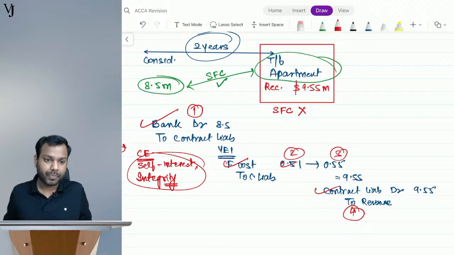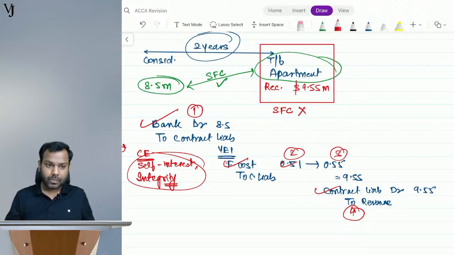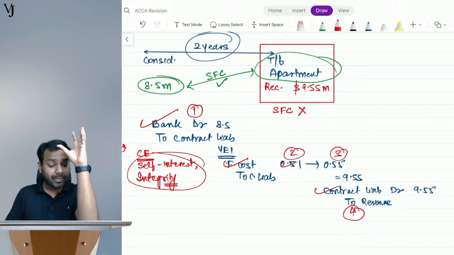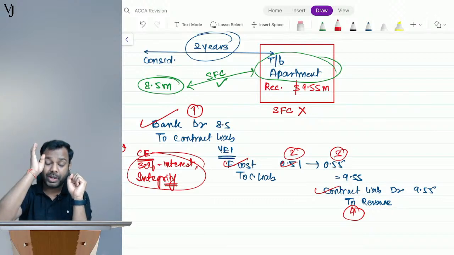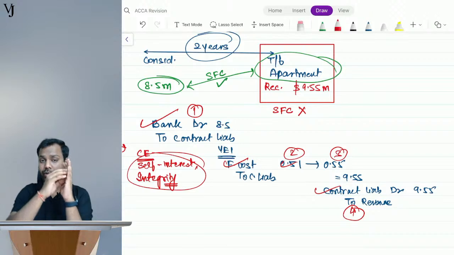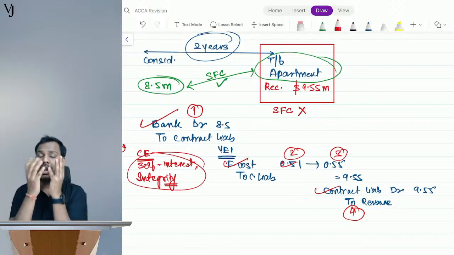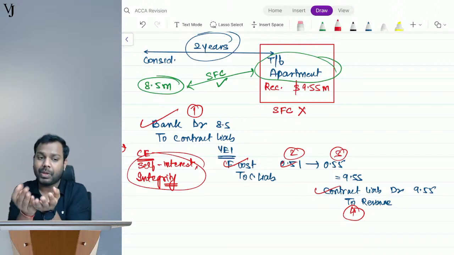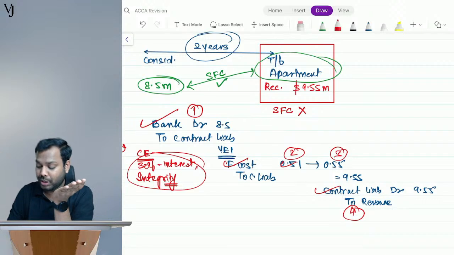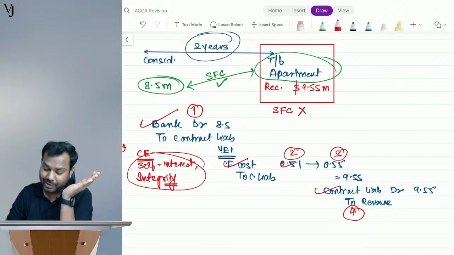9.55 will be ignored. Why will you ignore 9.55, Ahana? Cash will come into consideration. Ahana, cash is coming now at 8.5 million. But you are transferring the apartment block after 2 years. So what will you do? You will unwind this 8.5 million. First year 0.51, second year 0.54, and at the end of the second year it will become 9.55 million, which you will have to recognize as revenue. Please see this journal entry, everyone.